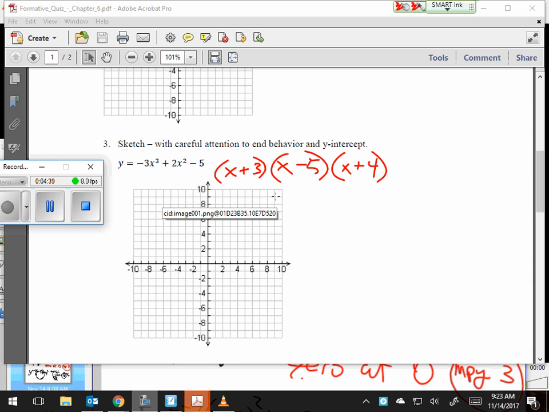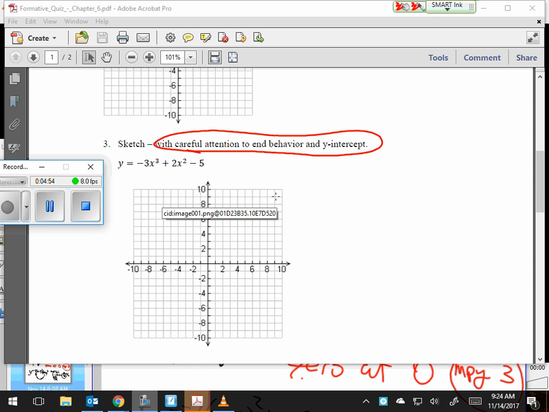Know what I'm saying? Then you'd know where the roots were and stuff. Okay, now next thing, this says sketch with careful attention to end behavior and Y-intercept. That means they haven't asked you, it says sketch, it didn't say graph. So they haven't asked you that you have to find the roots.